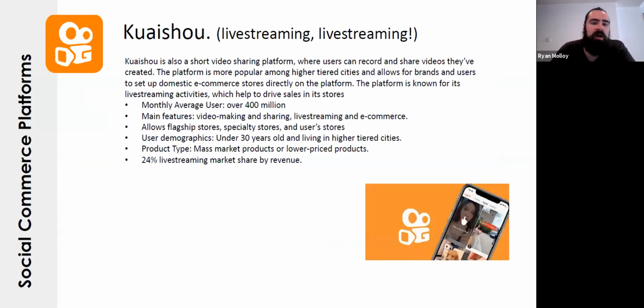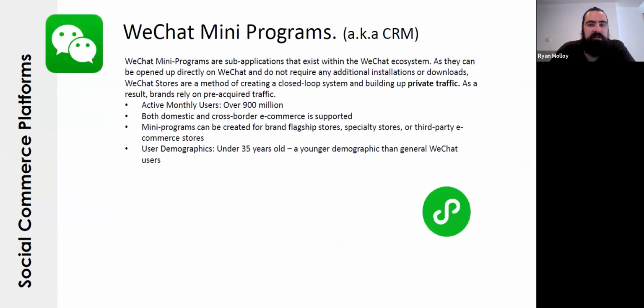And then Kuaishou is very much live streaming. I wouldn't use Kuaishou for anything else, but for really driving traffic to your EC stores, especially JD. And the WeChat mini program really becomes the CRM. It's good if you have a presence in China already. It's good for building up connections, doing things that are really cool and customized.